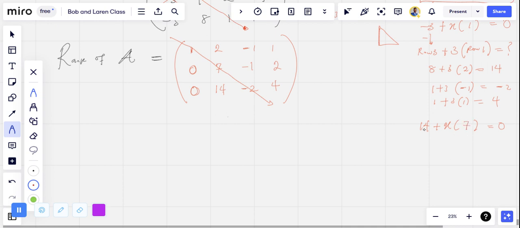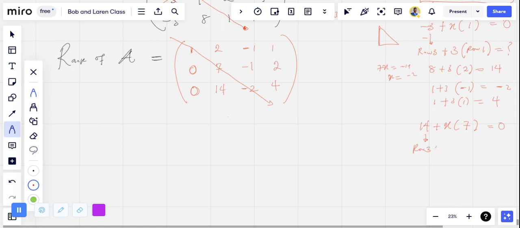Now let's solve for x. If you have 14 plus 7x equals 0, what will be your x? My 7x will be equal to minus 14, so my x will be equal to minus 2. If you find x out, that will be minus 2. So this 14, I pick it from row 3. Do you agree with that? I pick it from row 3.